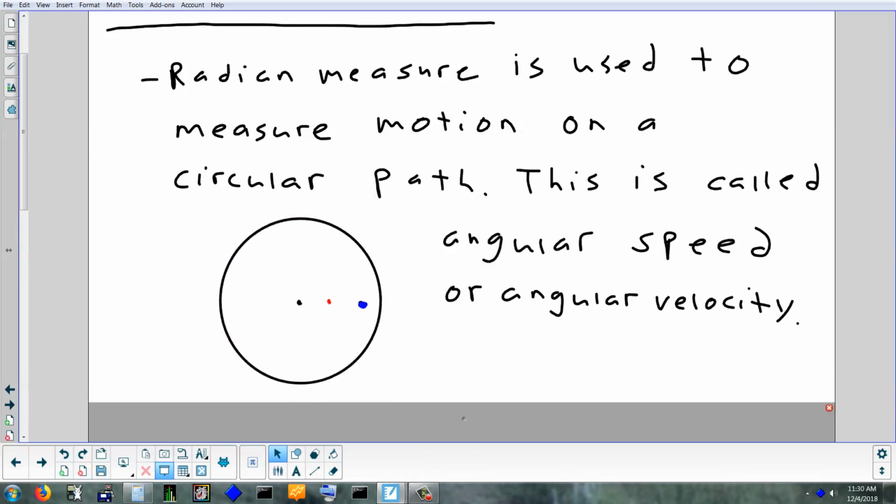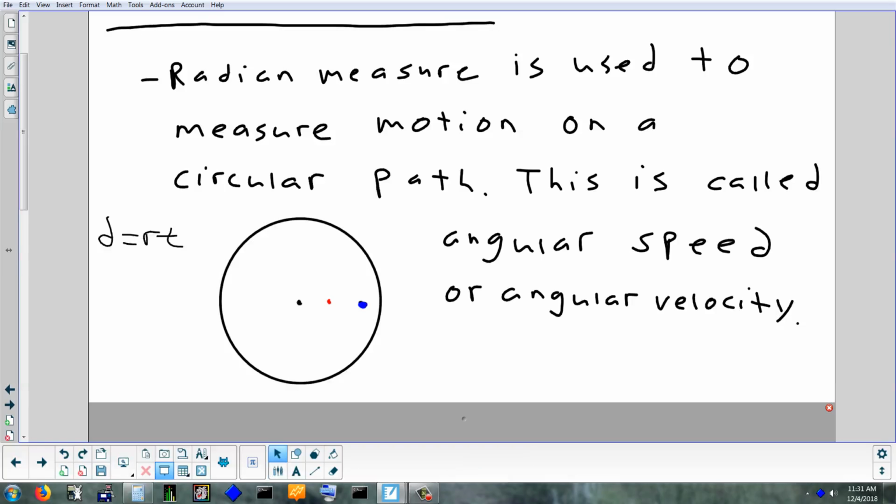Okay. Which dot traveled the farthest? The blue, right? It was on the outside edge, and it went the farthest. Does everyone agree on that? Okay. So here's your formula when you're dealing with linear speed. Distance equals rate times time. So we all agree that the blue dot traveled the furthest, the red dot was the second furthest, and the black dot, basically it just stayed still. Stayed right in the center.